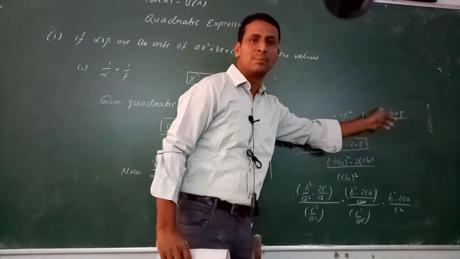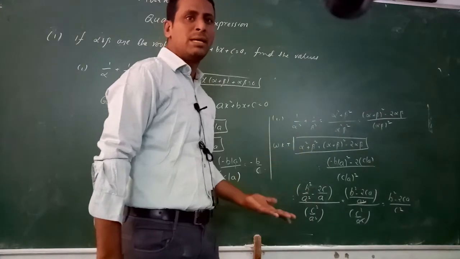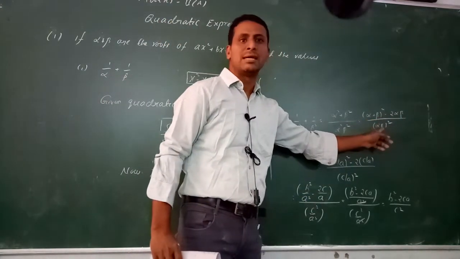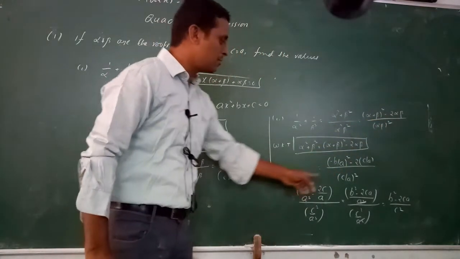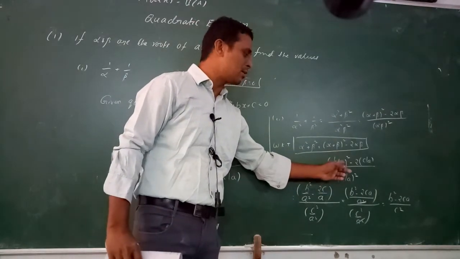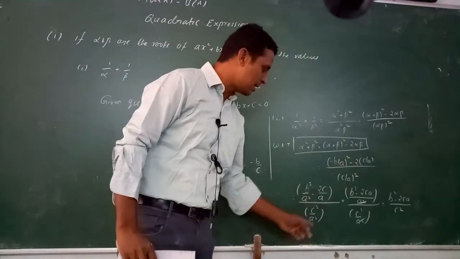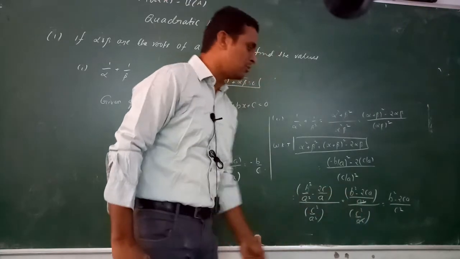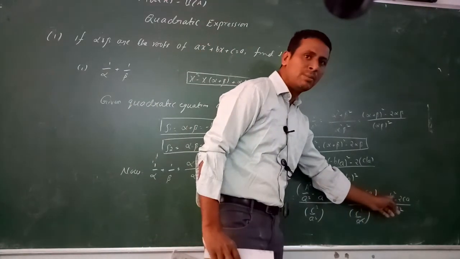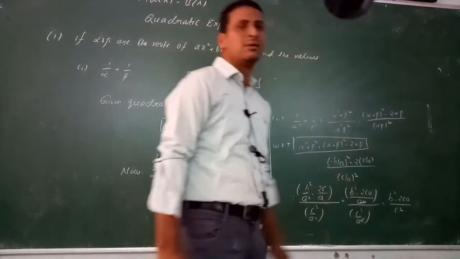So what is the sum of the roots here, and the product of the roots? Sum of the roots is minus b by a. Product of the roots is c by a. So substitute the values here. What is the denominator? LCM is a square. So the final answer is b square minus 2ca by c square.